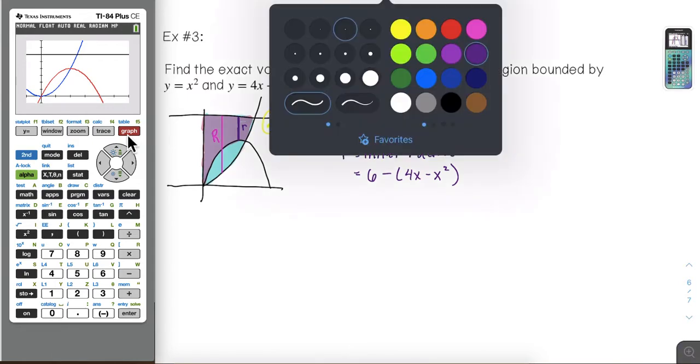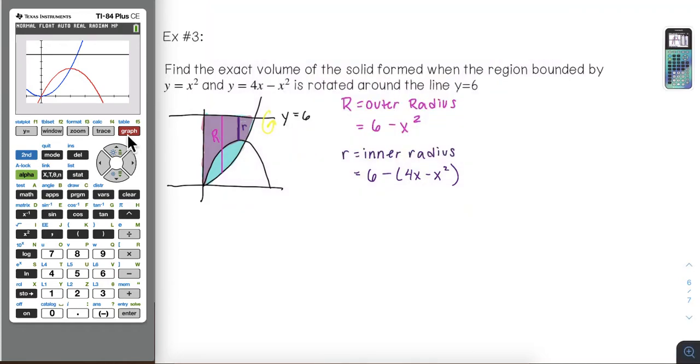We call this the washer method because a washer is like a metal ring with a hole in the middle. To find our volume, we do our outer radius squared minus our inner radius squared. So what we essentially do is find the outer volume and subtract the inner volume, so that we can take out the hole.